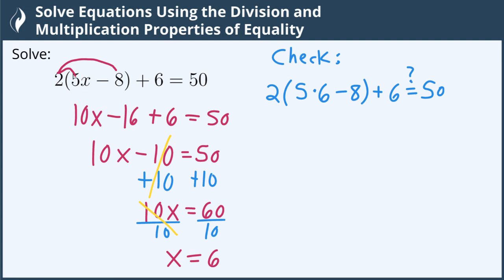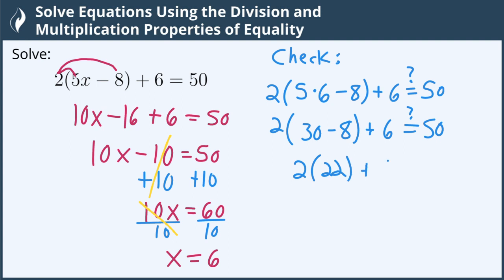Now we always start with what's inside the parentheses when we're simplifying. And here, inside the parentheses, I have 5 times 6 minus 8. Inside the parentheses, according to PEMDAS, I'll start with multiplication. So I have 5 times 6 is 30. I'm just going to carry the rest of the problem down as I'm writing this step. Now, inside the parentheses, I have 30 minus 8, which is 22. So I can say 2 times 22 plus 6.